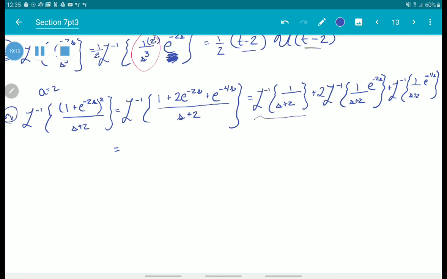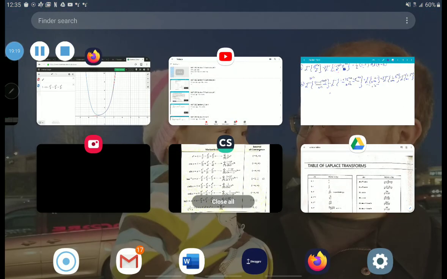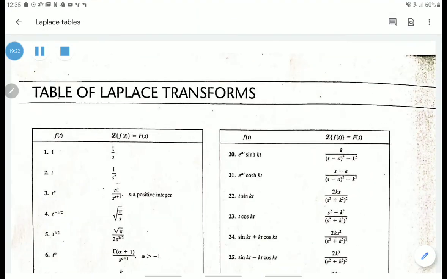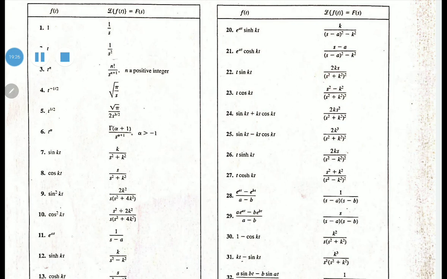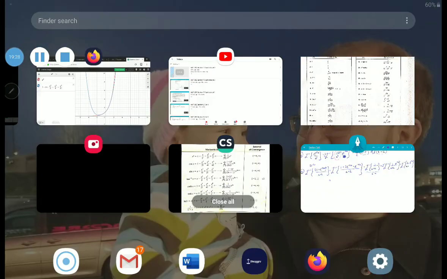So this guy, this is in the form of s minus a. Our a is a negative 2. So that's just straight off the chart. That's the exponential one, which is number 11. So it's going to be e to the negative 2t.